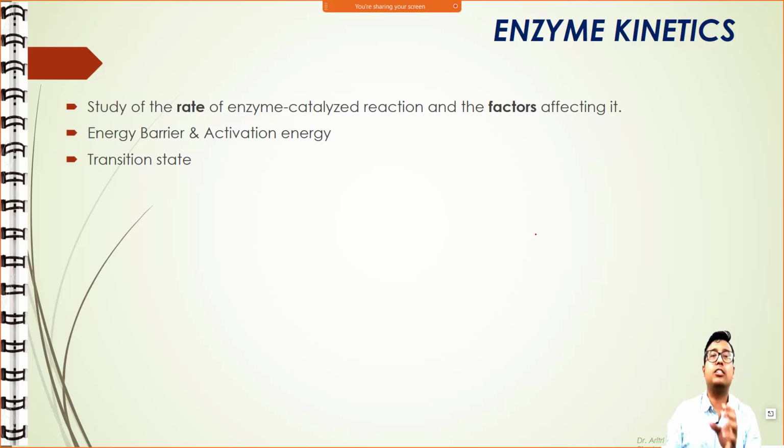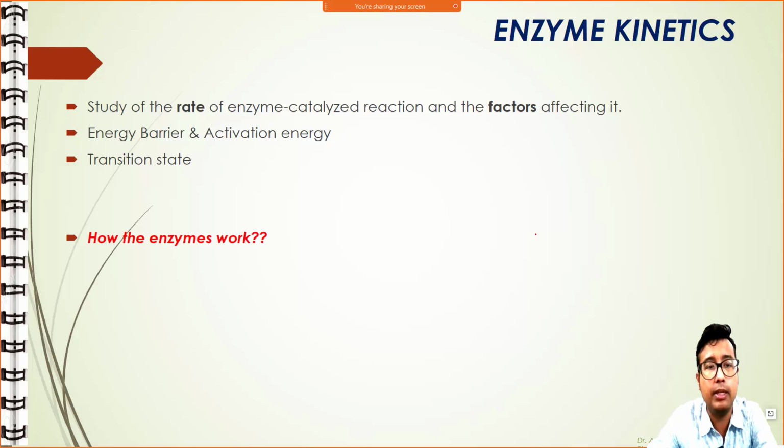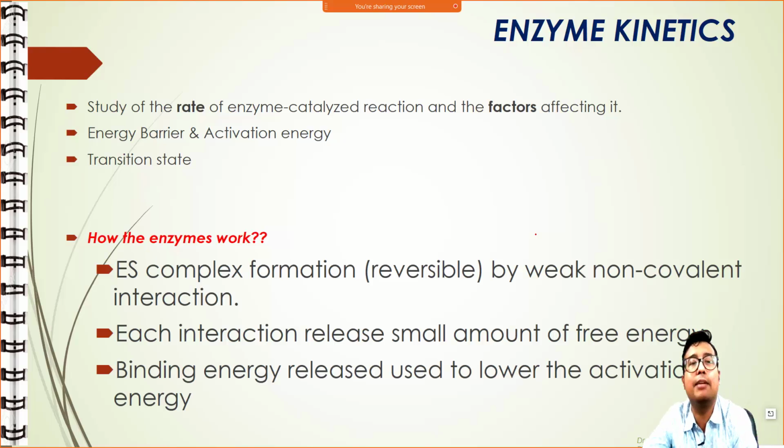So there is an energy barrier and there is an activation energy with which an enzyme needs to start a reaction, following which the energy will be lowered. There will be a transition state that will be reached, an enzyme substrate complex, and then ultimately the product will be formed. So how do enzymes work, right?